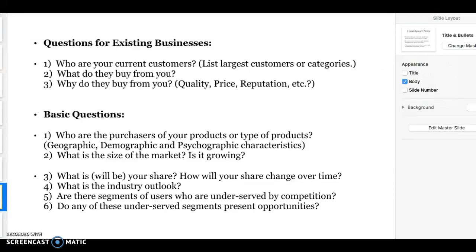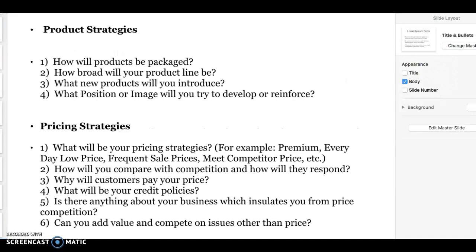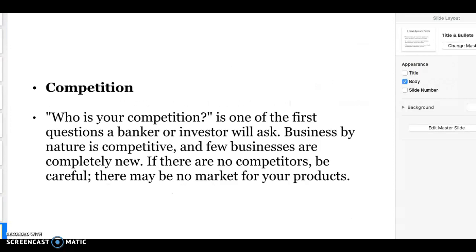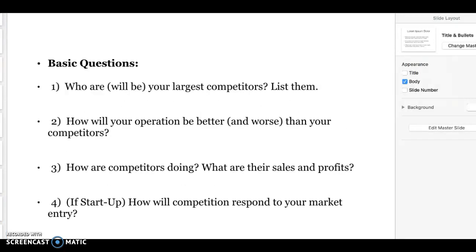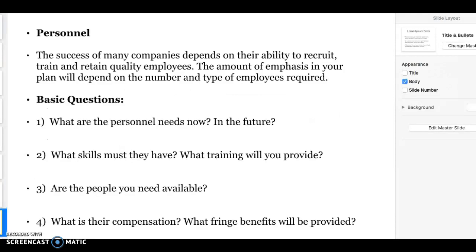And so some questions to follow up. And again, these are just there to help you with your marketing plan. So I like to say this is the highlights: what are you selling? What benefits do you provide? What's your service? And things like that. And then the final sections on location, that's easy enough to fill in. Who's your competition? Questions about that. And then to follow with management and operations, if you have other people working in that, if you're seeking financing, and some questions to follow after that too.